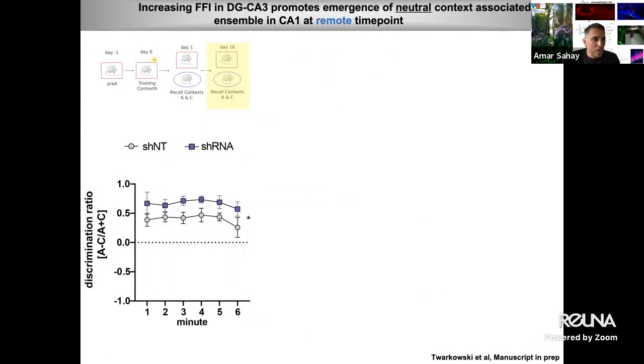So we then asked at the remote time point, when memories become less precise, what is the effect of feed-forward inhibition on the evolution or the arc of evolution of these ensembles in CA1 ACC networks? First, Hannah assessed at the level of behavior, and what she found was that the animals in which we had increased feed-forward inhibition in dentate gyrus CA3, the shRNA group, exhibited higher levels of discrimination than controls. And this was driven by an increased level of freezing in context A relative to context C.